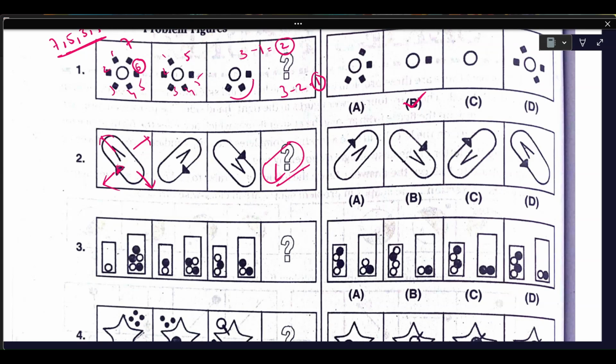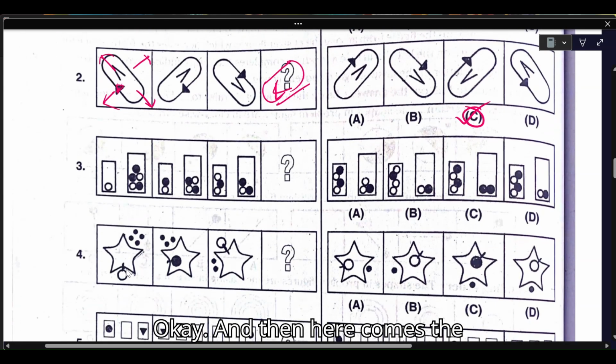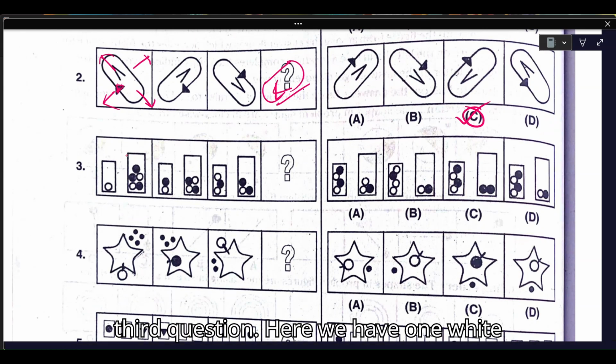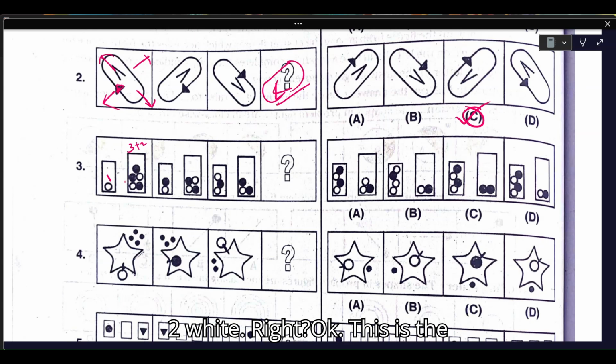How did it go? So first, while we are checking for the V, we have only this one, C. So there is no matching one where we could check for the triangle. So we can simply take out the C here. Okay. And then here comes the third question. Here we have one white, and here, okay, let's see, 3 black and 2 white, right?